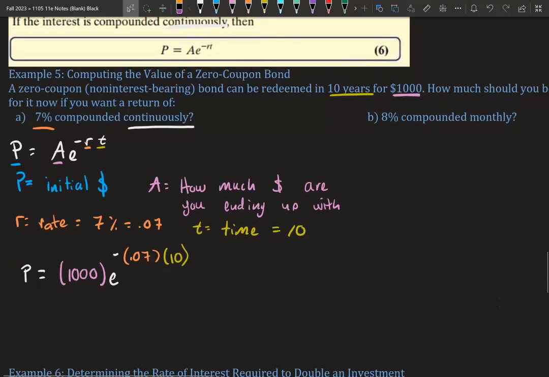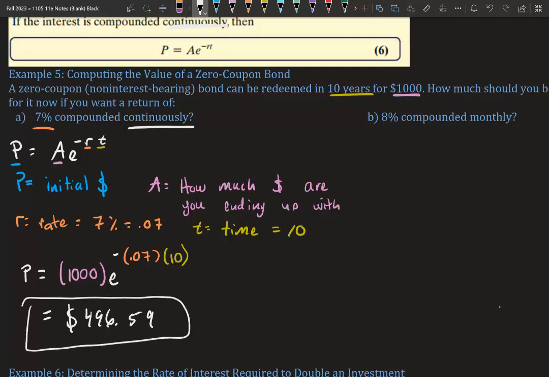You know how to plug stuff like this into your calculator. And you will get 496.59. So that means in 10 years, with a non-interest bearing bond that's 7% compounded continuously, if you put $496.59 now, in 10 years you'll have $1,000. Okay, what about if we compound monthly at 8%? How much do we have to fork up now?